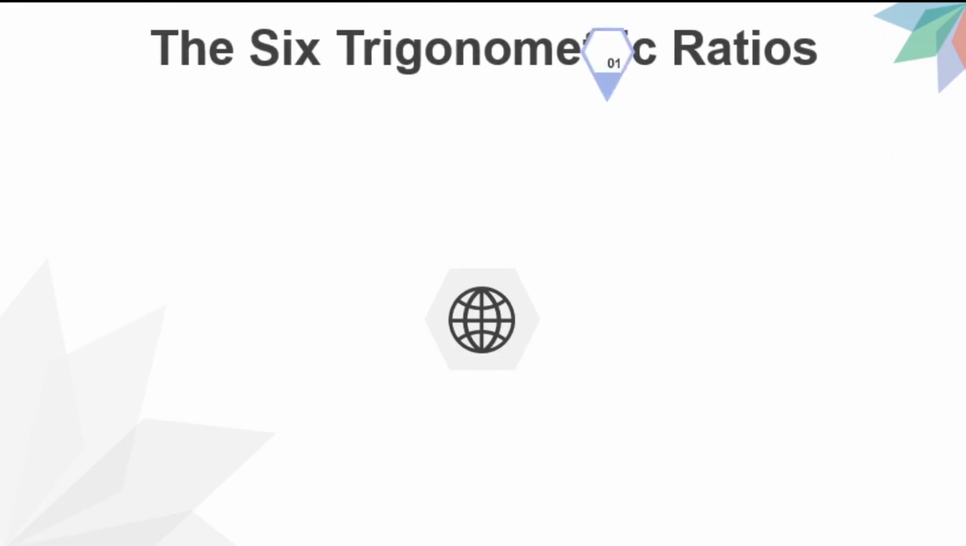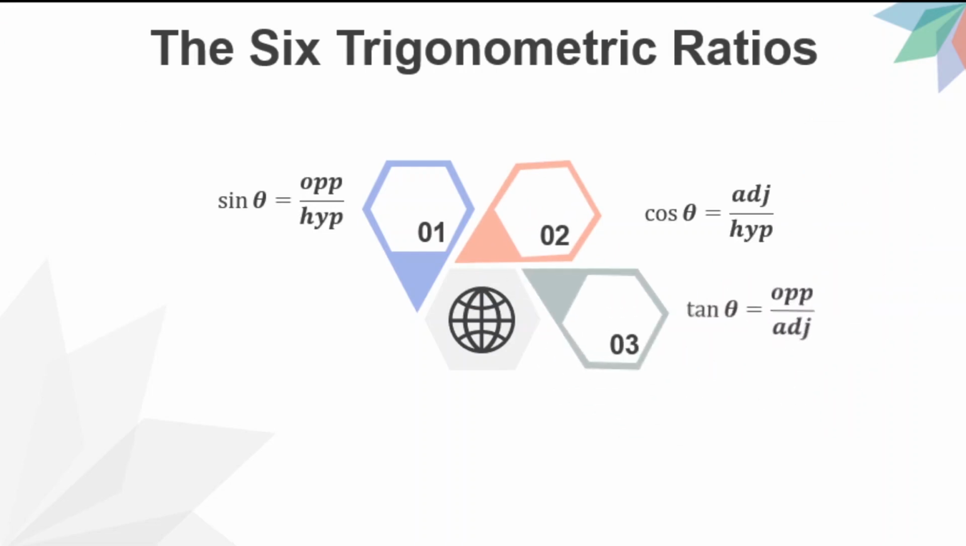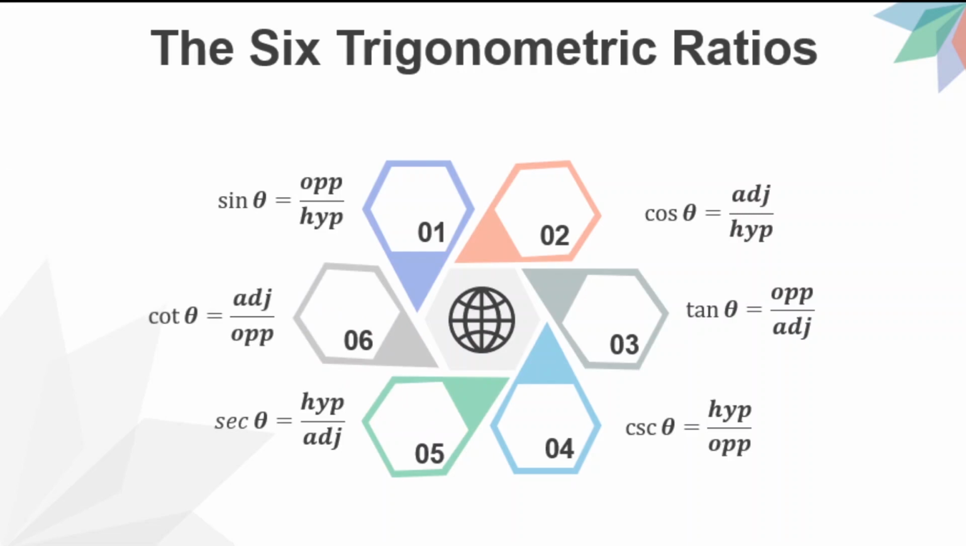So let us remember the six trigonometric ratios. First up, we have sine theta. Then we have cosine. Then we have tangent. Afterwards, we have cosecant, which is the reciprocal of sine, secant, the reciprocal of cosine, and the reciprocal of tangent, which is the cotangent.